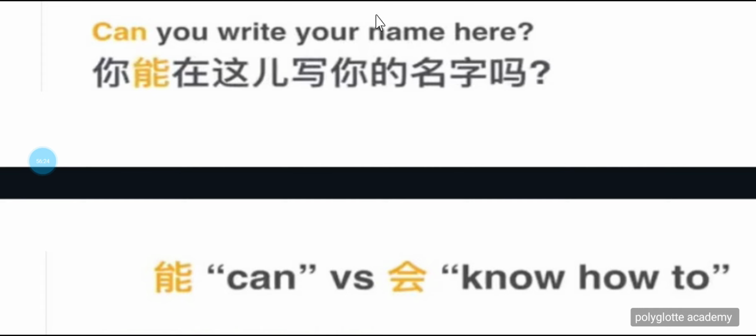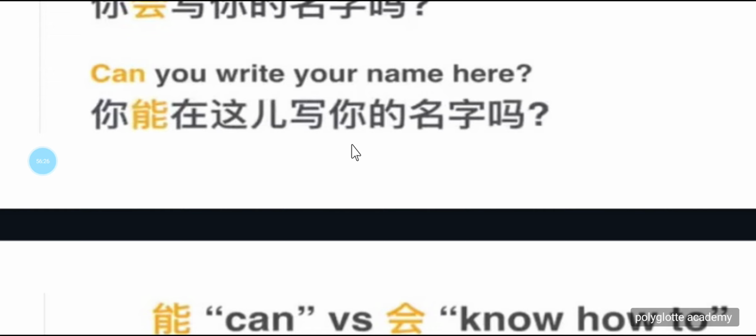So we have this as our next sentence. This is the sentence we are having in front of us. The sentence talks about 你能在这儿. So we are seeing the same sentences but with differences between 能 and 会. So let's see this character.